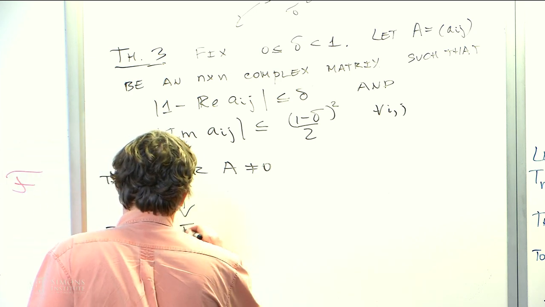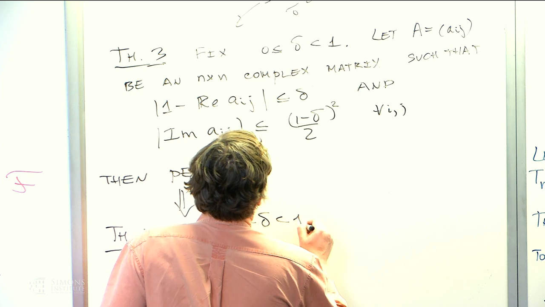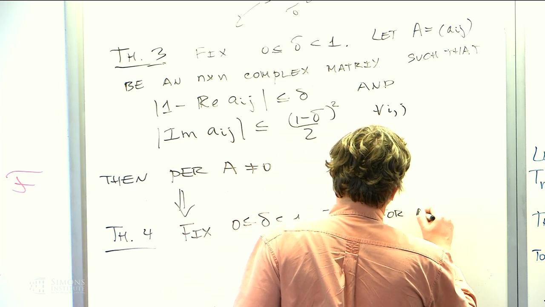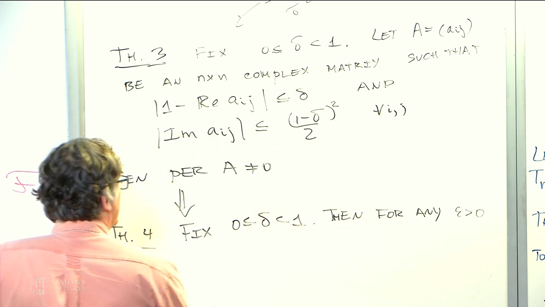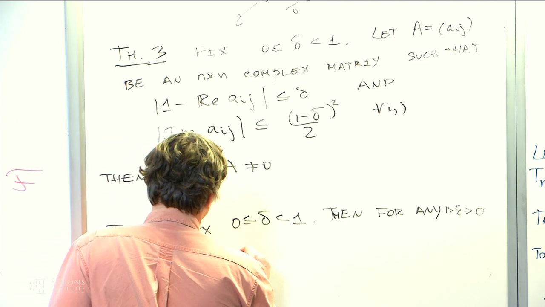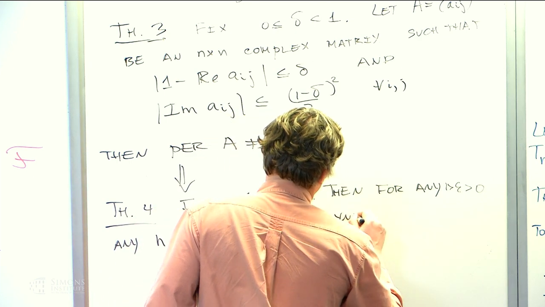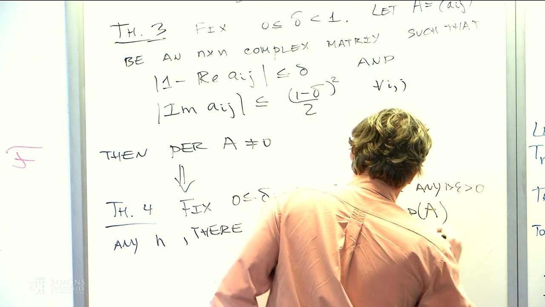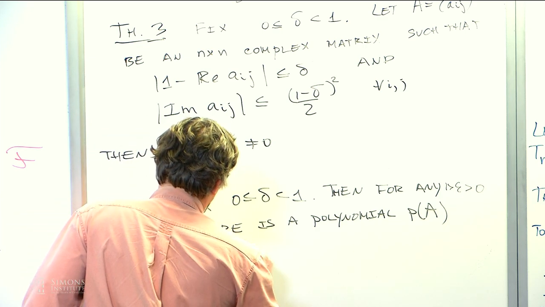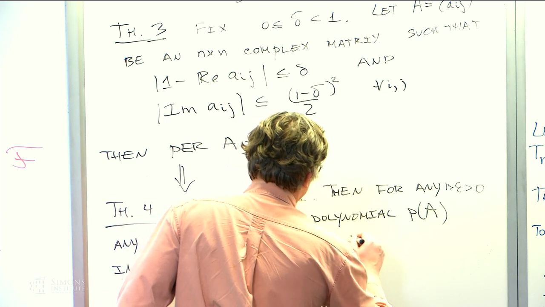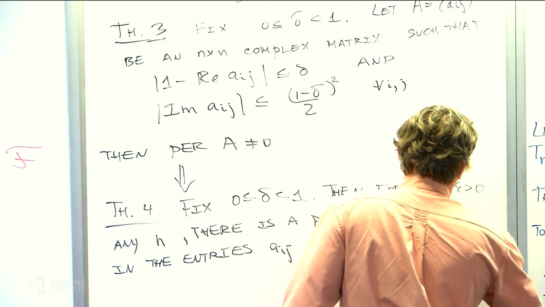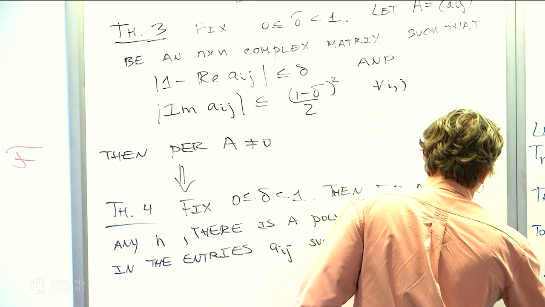Which says the following. So fix delta between 0 and 1. Again, the interesting case goes to 1. Then for any epsilon, let's make it less than one, any n, there is a polynomial P in the entries of an n by n matrix such that the degree is still logarithmic. Again, the implied constant in O notation is absolute.